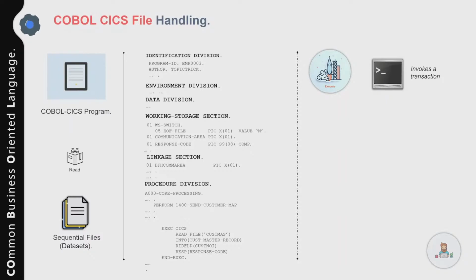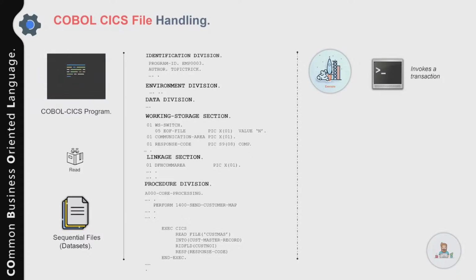So in this example, we have a paragraph that is A000-CORE-PROCESSING. Thereafter, we have a PERFORM statement to execute a paragraph that is 1400-SEND-CUSTOMER-MAP. And after that, we have a small snippet of CICS command, which is actually reading data from the file. And if you notice, we have EXEC CICS and END-EXEC, and within that, we have issued the READ statement to read data from the file.